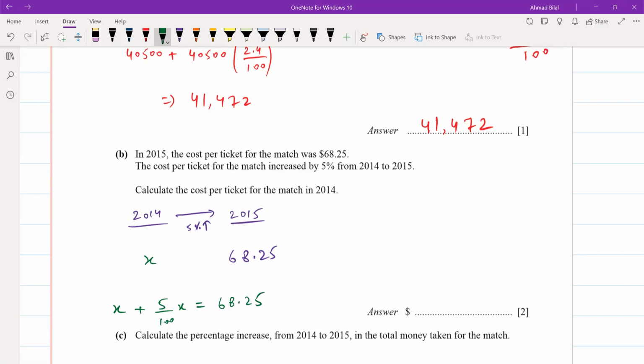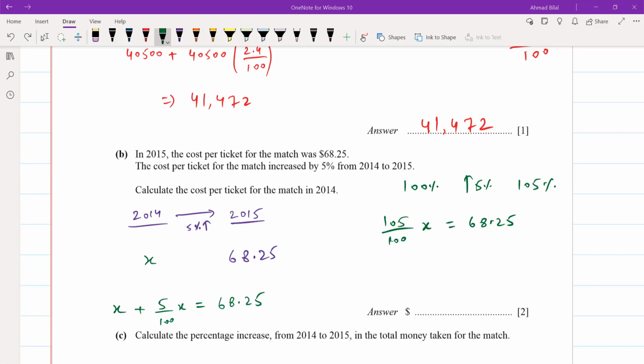And again, as we used to do before, if your original amount was 100% and you increased it by 5%, what does that become? That becomes 105%. That's the same thing as saying you take 105% of x, that should be equal to 68.25, right? So you can do this directly like this. If you take the LCM in the previous one, you will get the same thing. You'll find the value of x from here.